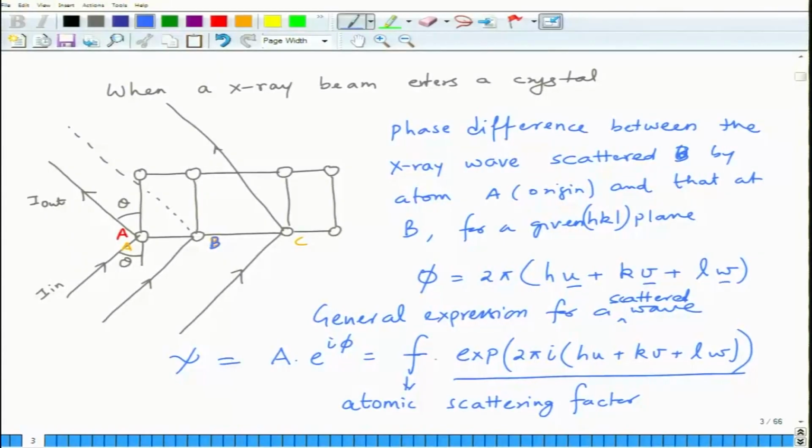Amplitude is determined by the capability of atoms to scatter the wave, how much they will scatter, which is dependent upon the number of electrons and so on they have. So, this is the atomic scattering factor and this is the phase factor. If the phase factor turns out to be 0, you will have no diffraction at all. If the phase factor turns out to be finite, you will have some diffraction taking place.